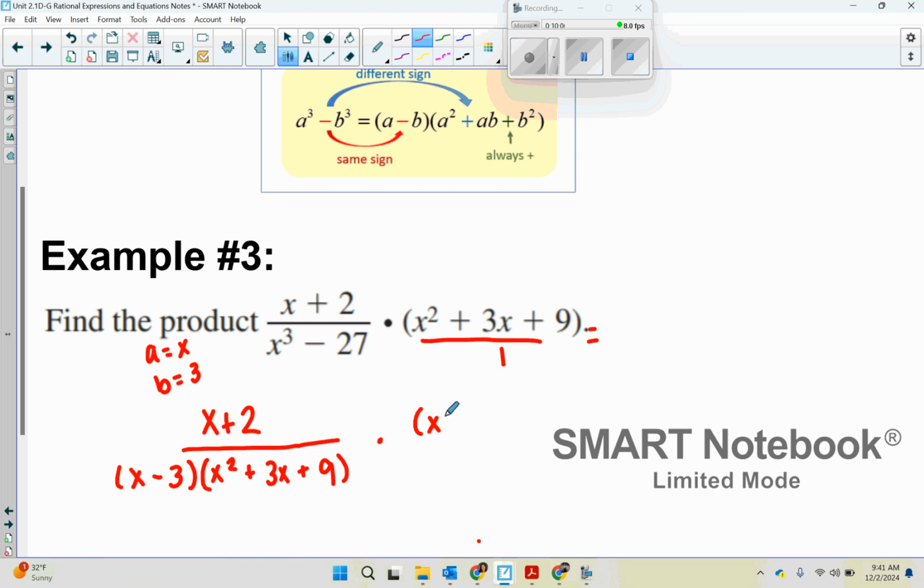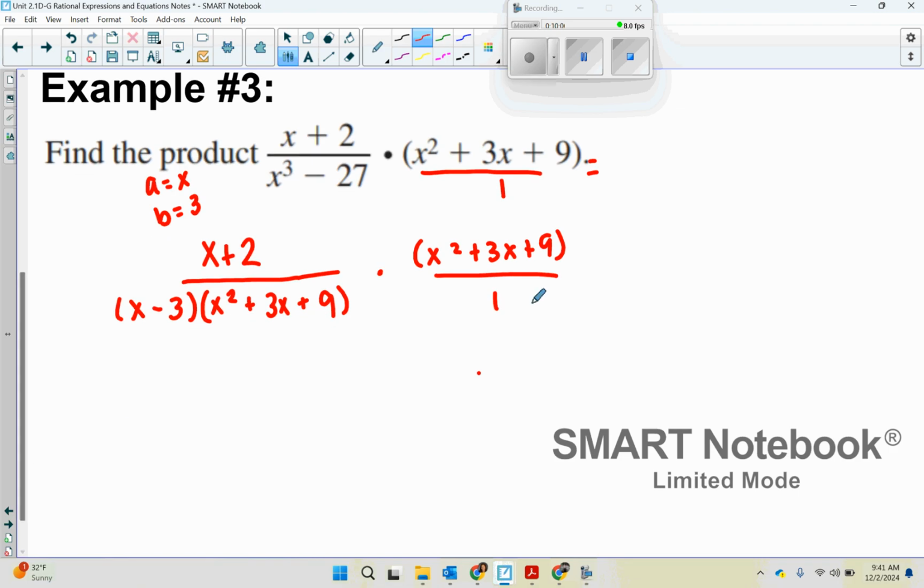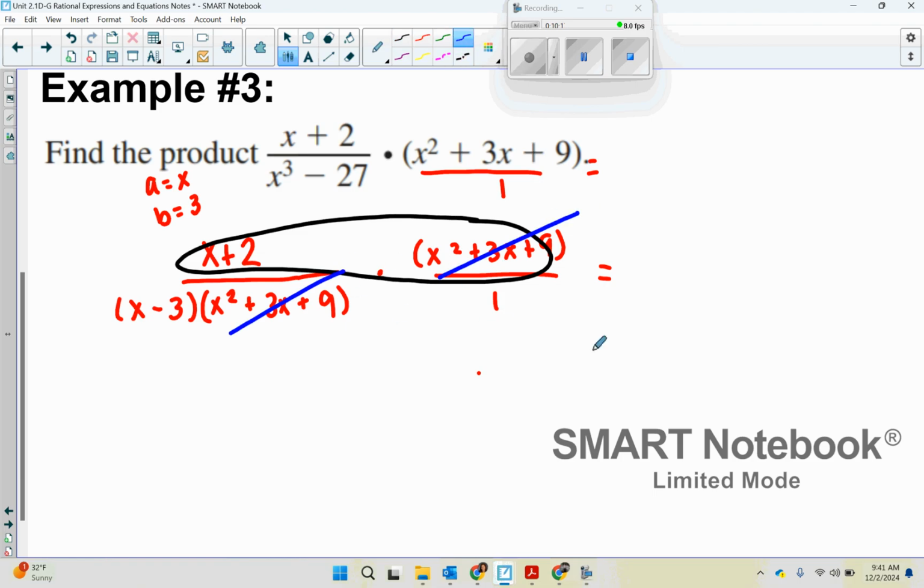And then we'll have times x squared plus 3x plus 9 over 1. If you want the over 1 there, you don't need to put it. I just like to put it so we know numerator and then denominator. So you'll see what's really nice happen here is that those factor pairs actually cancel completely. So all I'm left with is x plus 2 over, in the denominator, x minus 3 times 1, or just x minus 3.